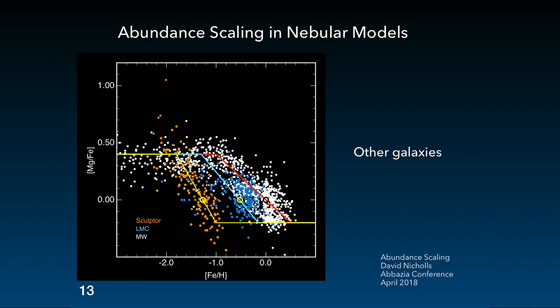This plot shows the magnesium to iron ratio. It's relatively easy to measure, even in distant, low metallicity red dwarf stars. It shows the Milky Way data in white, the same data as before, but turned into monochrome to reduce confusion. The blue points are from the Large Magellanic Cloud, and the red points are from the Sculptor dwarf. The Fornax data is sparse, but generally similar to Sculptor.